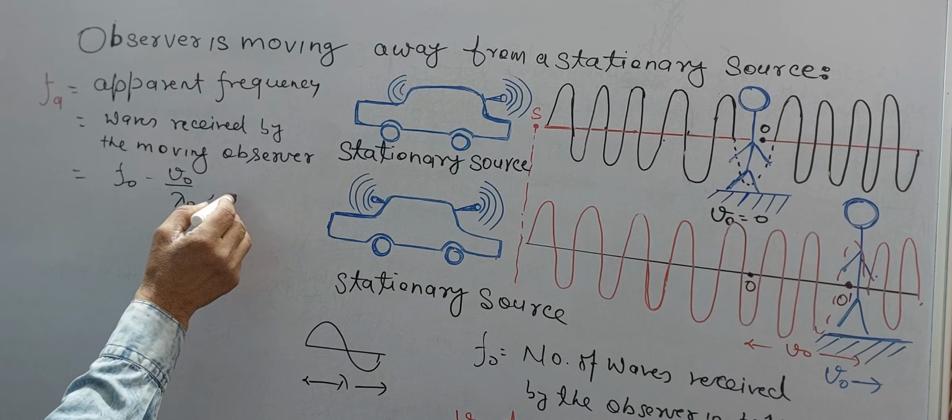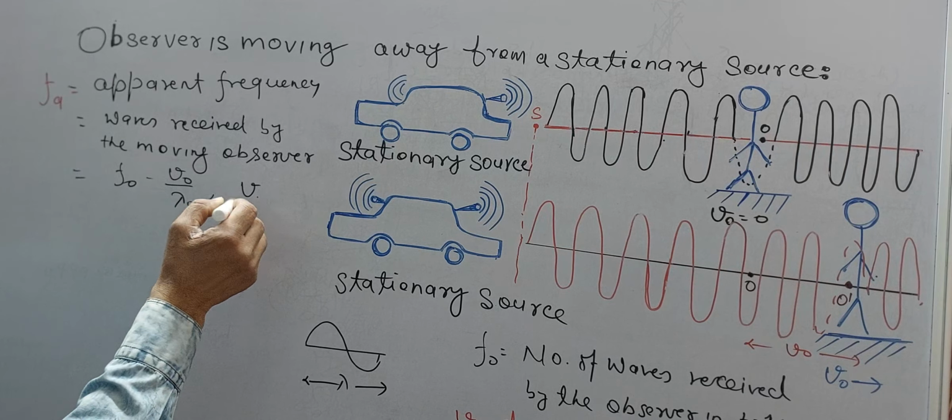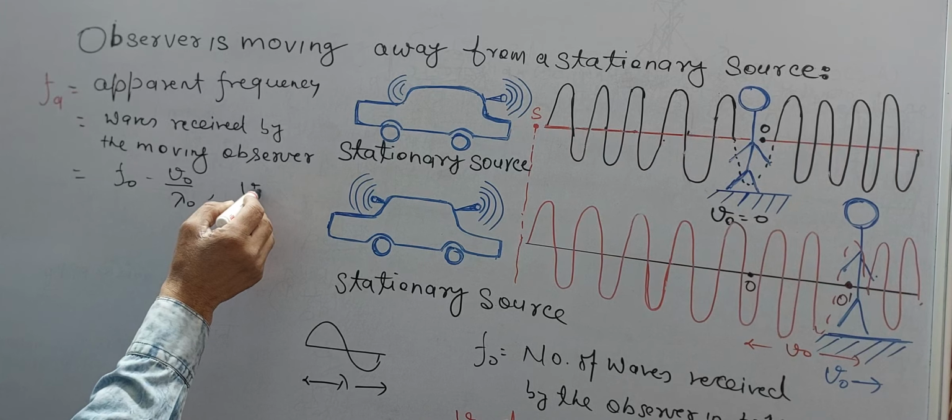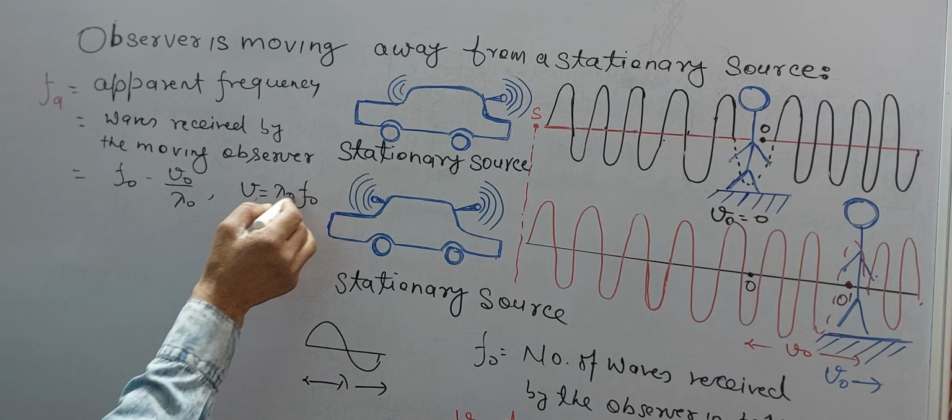Now putting the value, you know that the original velocity of sound in air is equal to the original wavelength into the original frequency.